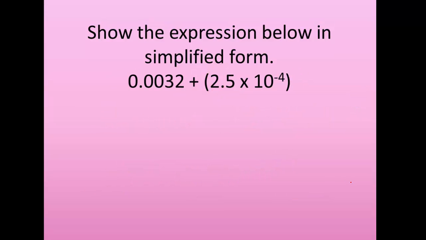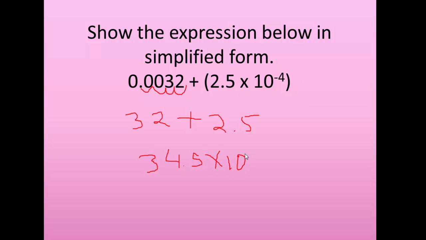Alright, here what we're going to do is that we can either put this one in the scientific notation and then add it to this one. So this here we can go 1, 2, 3, 4. So you're going to get 32. You're going to get 32 plus 2.5. So that's going to give you 34.5 times 10 to the -4.